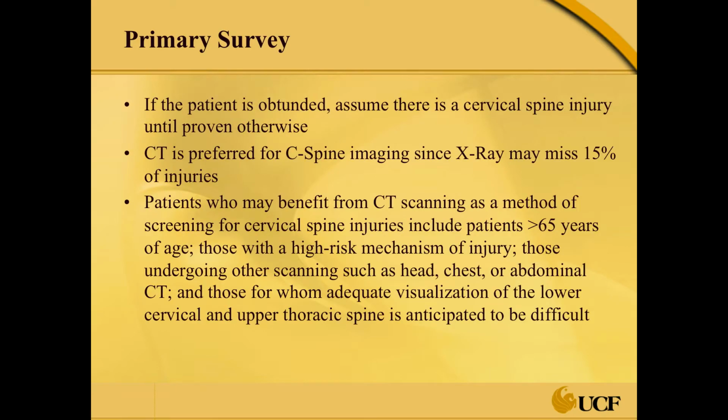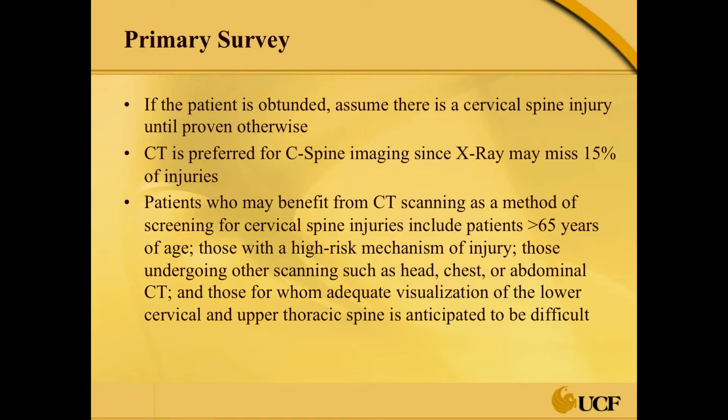Obviously, if they're obtunded, you have to assume that there is in fact a C-spine injury, and this is important. CT of the C-spine is the image of choice. X-rays miss up to 15% of injuries, so you really need to remember that CT scanning is going to be ideal. If you get that on your board exam, don't pick the X-ray, pick the CT scan. Obviously, if they're greater than 65, a high mechanism of injury, if they're getting other scans of the head, chest, or abdomen, then they've bought a CT scan of the C-spine as well.